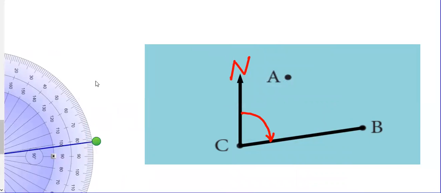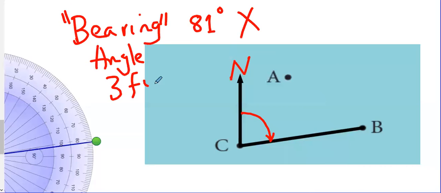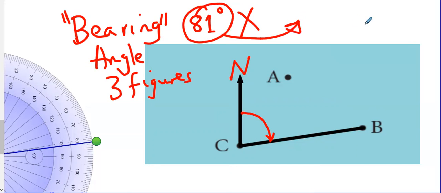Now, when you write the bearing, if you write the angle as 81, this will be incorrect. Remember what I said? Bearing uses three figures, three digits. If you have two digits, how do we make them three figures? Simply write 0 at the start and then put your measurement. So the bearing is 081 degrees.